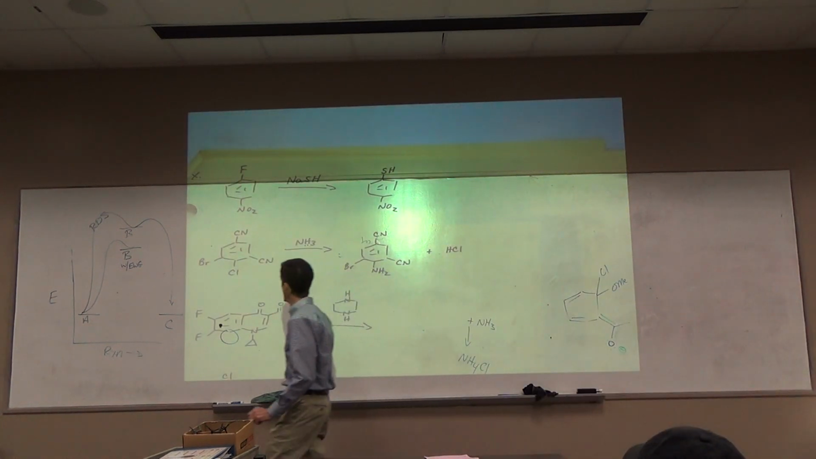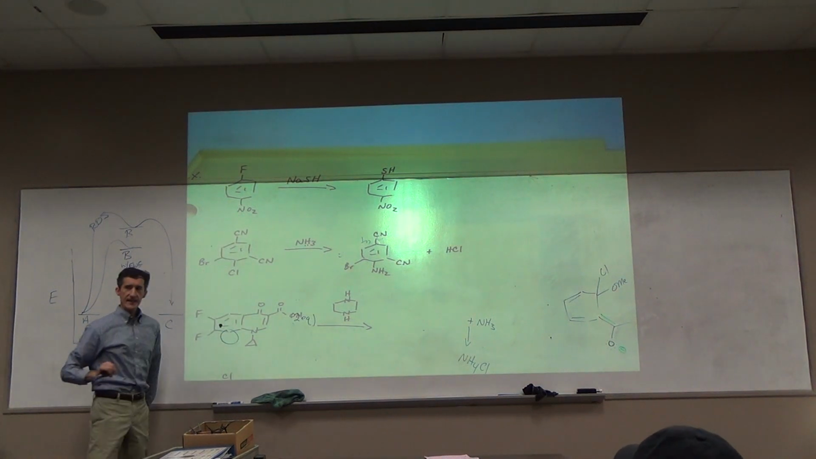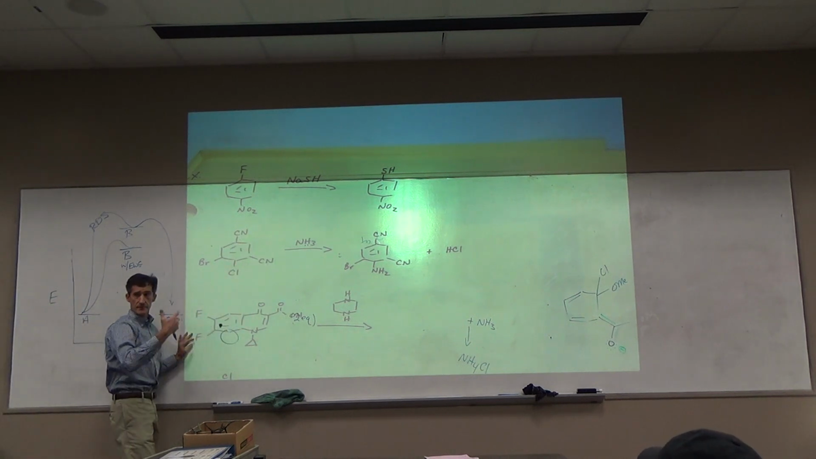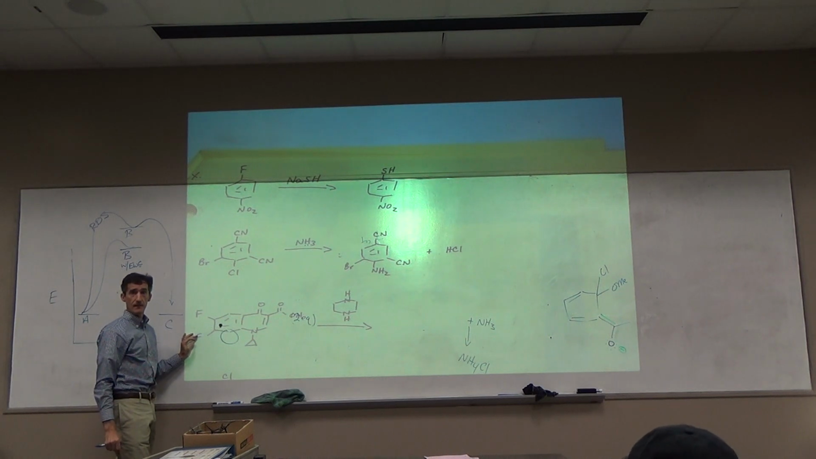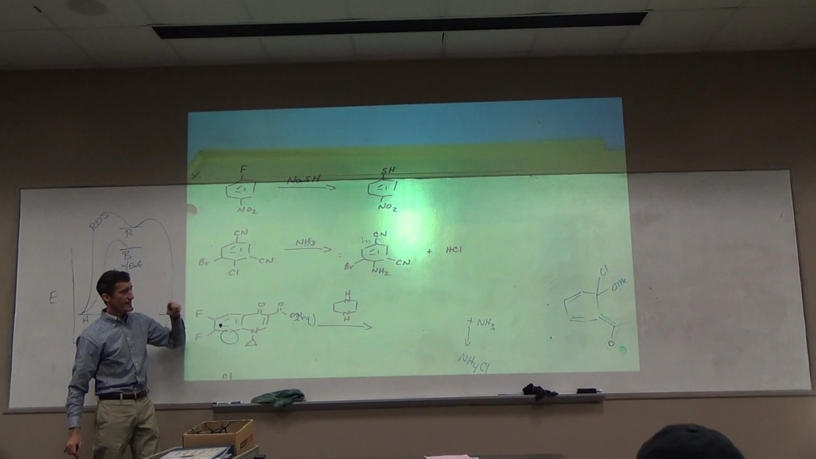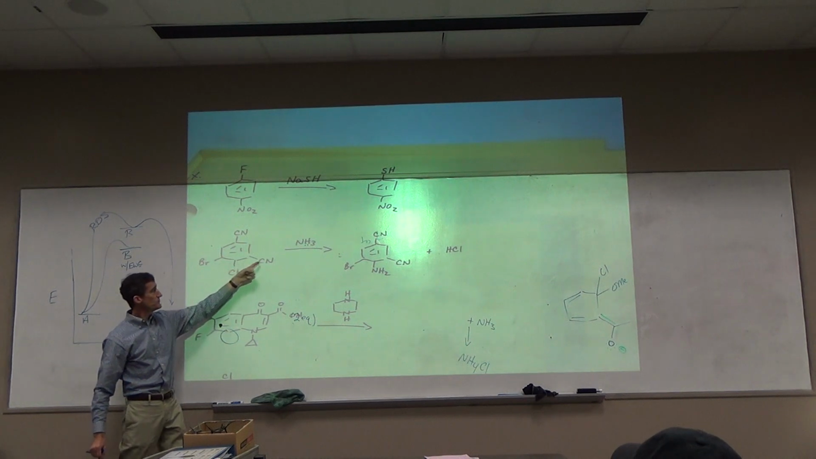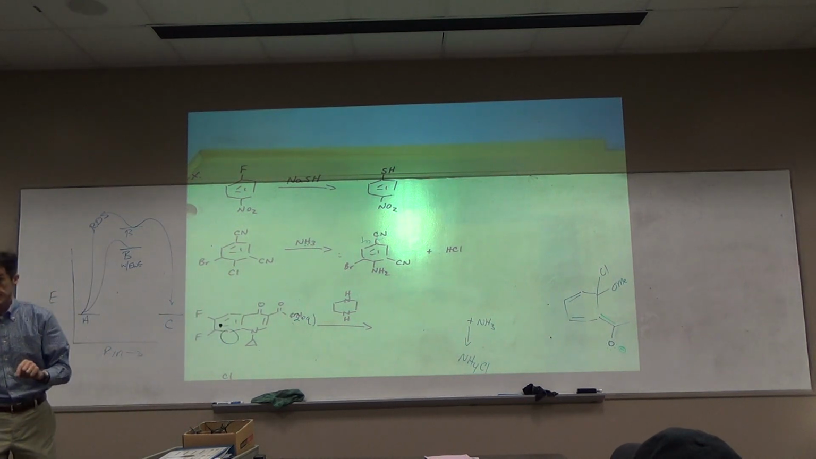By the way, is the cyano group an activating group or a deactivating group? Deactivating, for EAS. Because here, the cyano group made this reaction happen. The cyano group activated this chlorine for substitution. Hold on, cyano group's a deactivator. It just depends on the reaction. Cyano group is a deactivator for EAS.